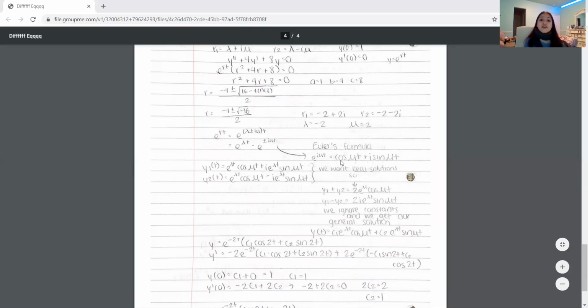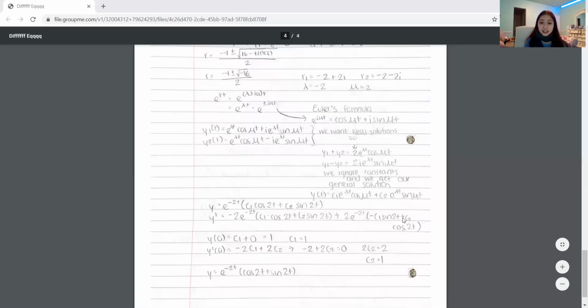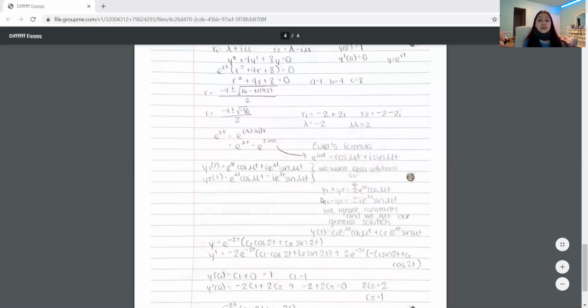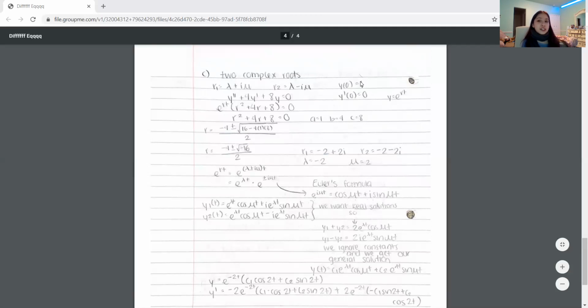We can then plug in our values for lambda and mu and get y is equal to e to the negative 2t times c1 cosine of 2t plus c2 sine of 2t. This is our general solution. We're then going to get the derivative of this so that we can find the solution to this initial value problem with the conditions that we were given.